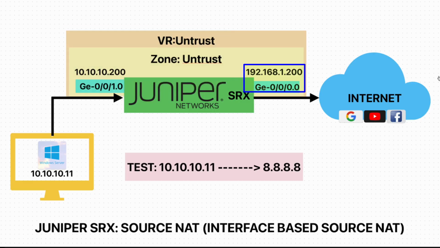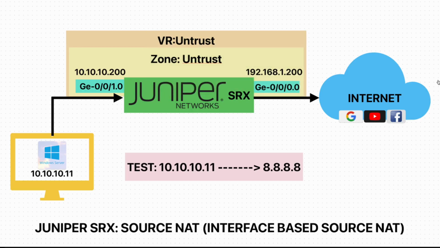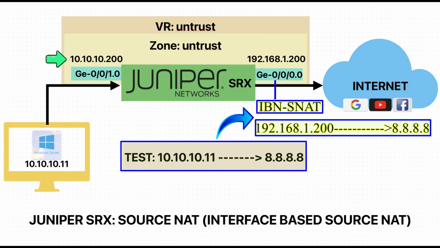The external interface is GE0/0/0.0, having an IP 192.168.1.200, which belongs to untrust zone and untrust VR, and GE0/0/0 connects to the internet. For testing purposes, we will initiate the traffic from the client machine 10.10.10.11 towards the internet 8.8.8.8.